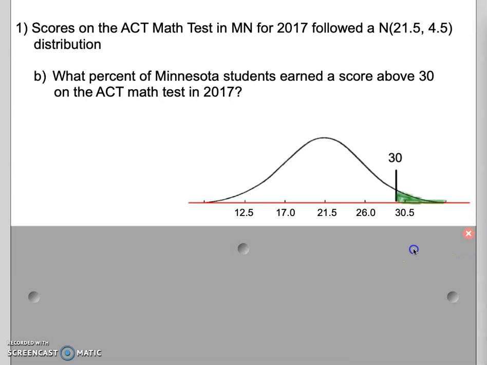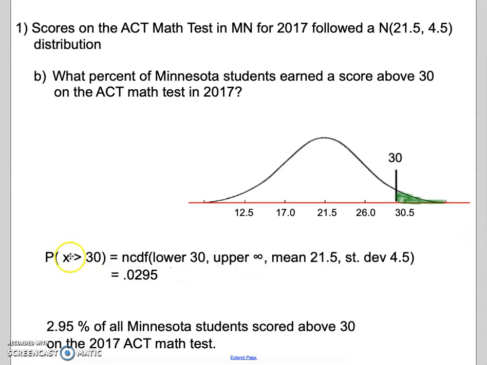Okay, let's transfer the information to your note sheet. Probability, x is greater than 30. Normal CDF, 30, infinity, 21.5, 4.5. Here was our answer. I just went out to 4 decimal places. There are tables in books that typically go out 4 places. That's why I go out that far. Final answer, 2.95% of all Minnesota students scored above 30 on that 2017 ACT math test.